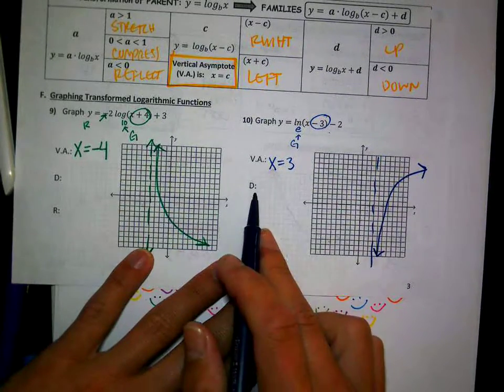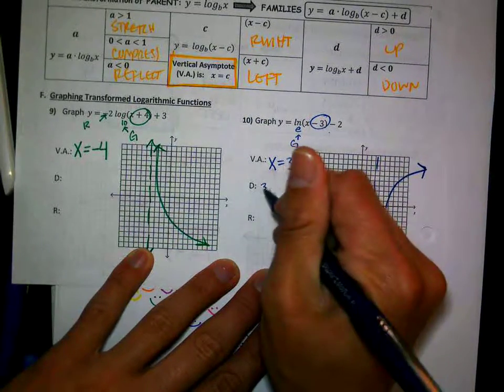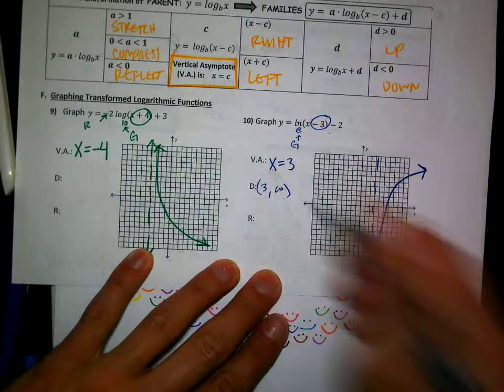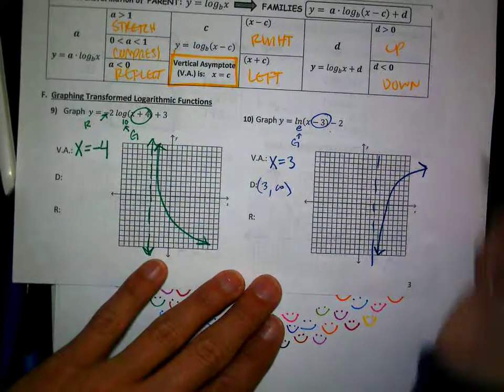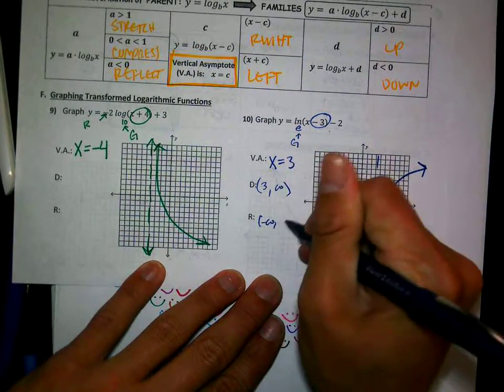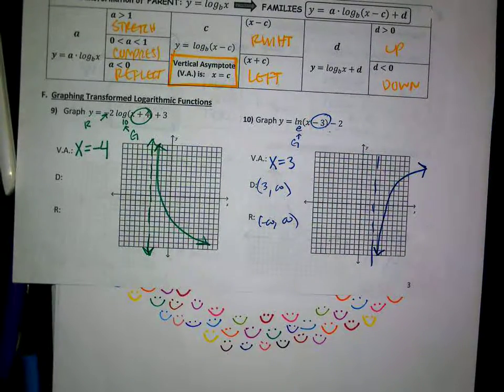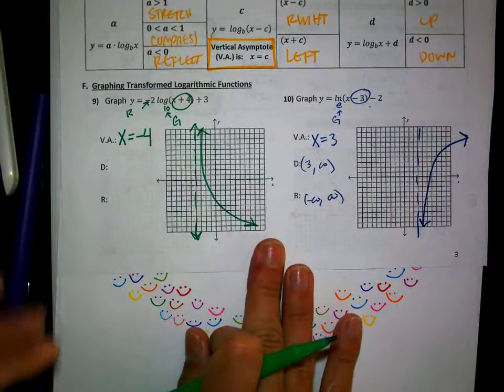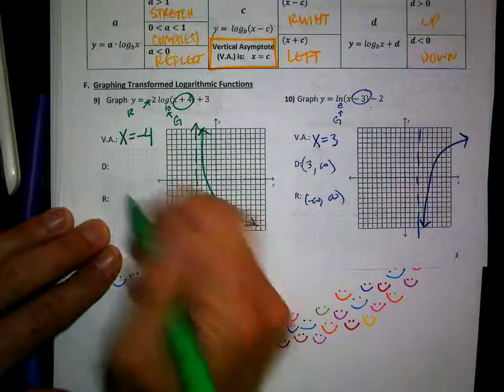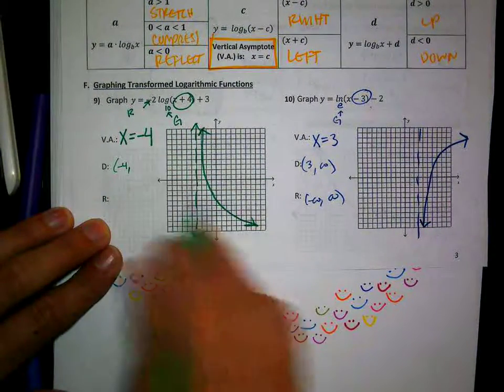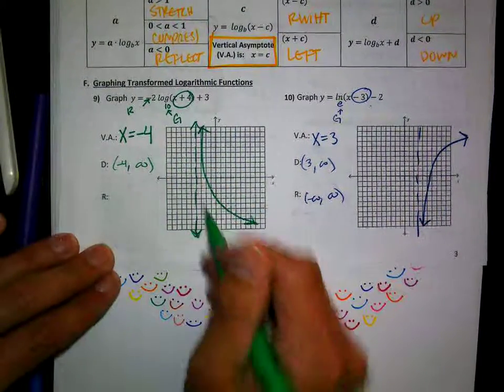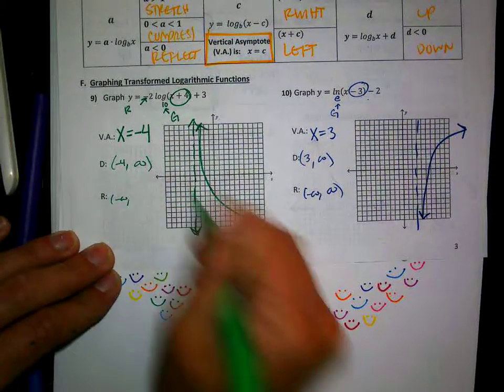And then I forgot domain. Domain, we're going left all the way to 3, right to infinity, and then range, down negative infinity, up to infinity. And then I kind of forgot domain and range on this other one. Left to -4, right to forever, and then range down forever, up forever.